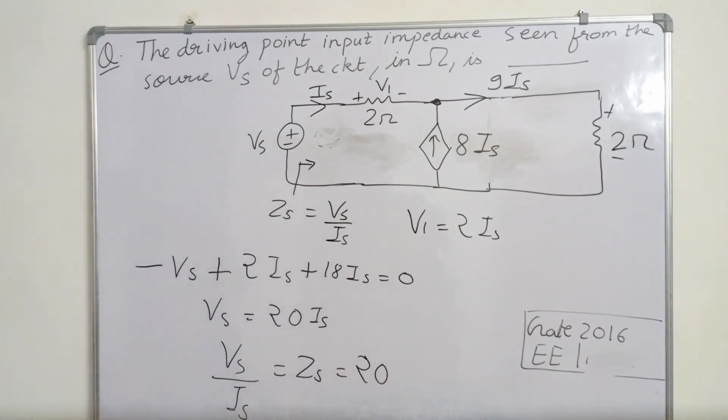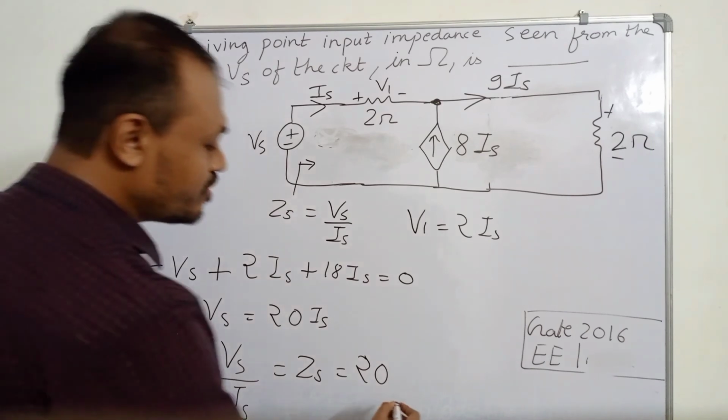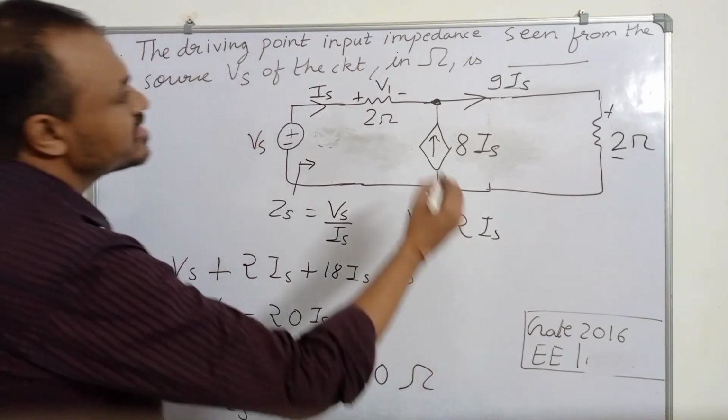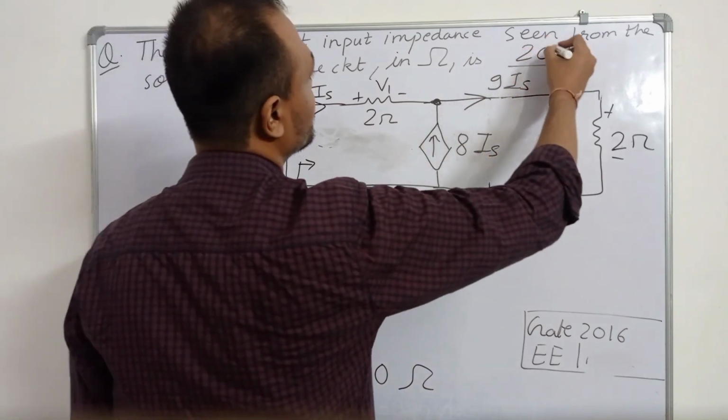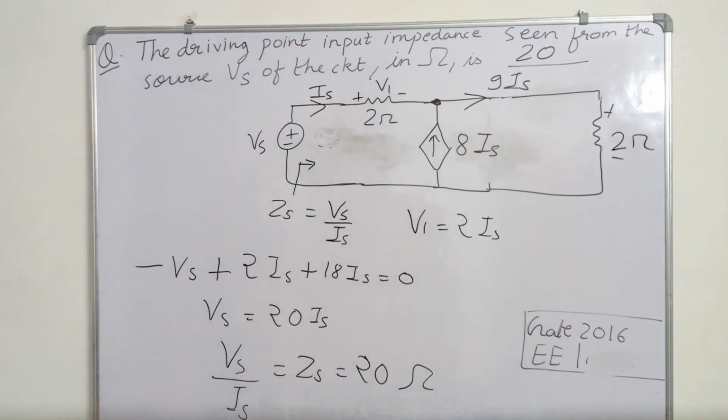So the driving point input impedance is equal to 20 ohm. So the answer will be 20. Okay, so this was a very easy question. It was based on two-port networks.